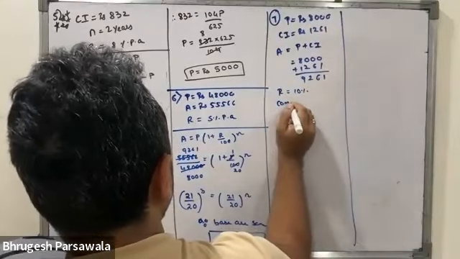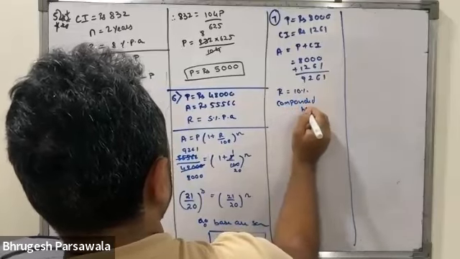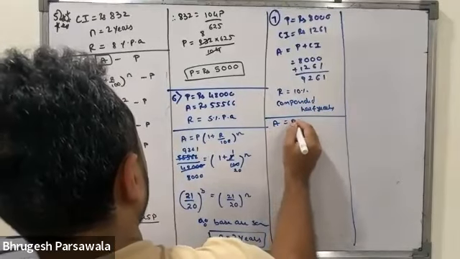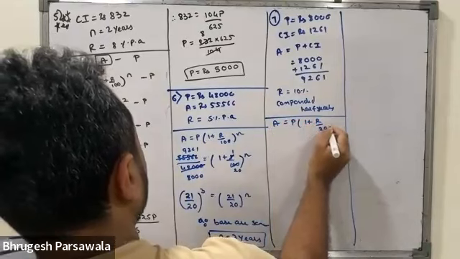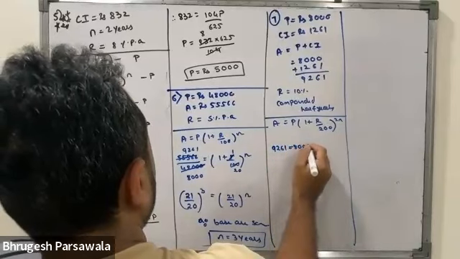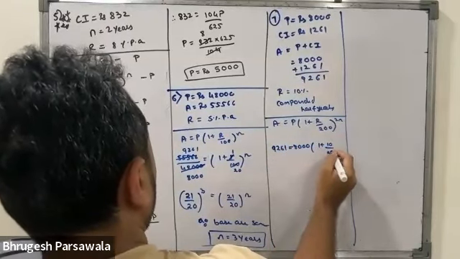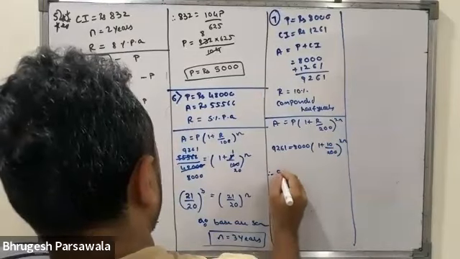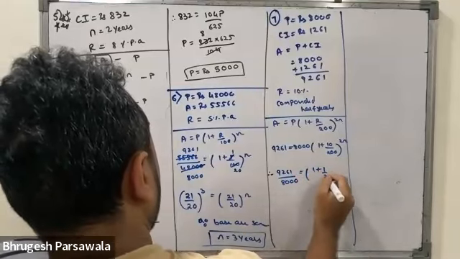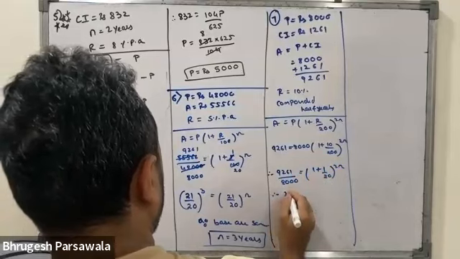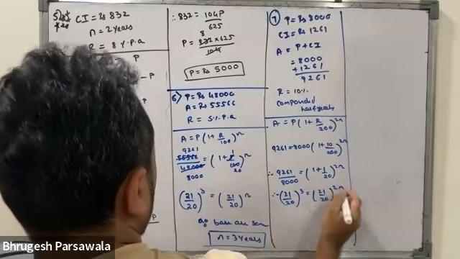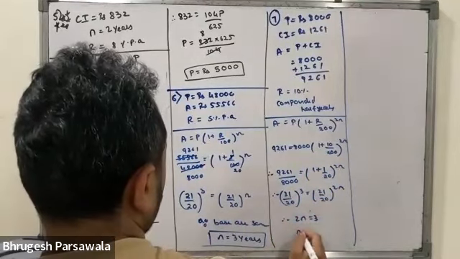बेटा कंपाउंडेड हाफ ईयरली. क्वेश्चन में चेंज कर लो. It is compounded half yearly. So A equals to P 1 plus R upon 200 raised to 2n. 9261 is equals to 8000 1 plus 10 upon 200 raised to 2n. 9261 upon 8000 is 1 plus 1 upon 20 raised to 2n. 21/20 the whole cube equals 21/20 raised to 2n. Comparing, 2n equals to 3, n is 1.5 years.